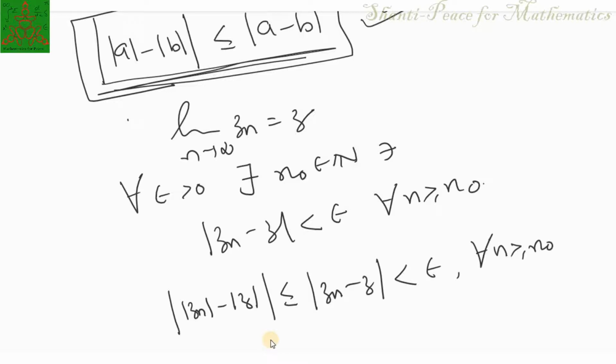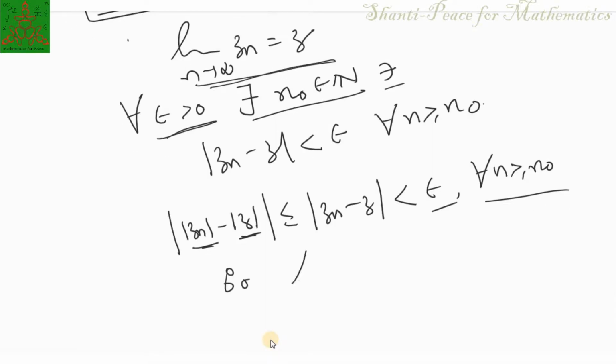So what we can say from this is, for every given epsilon greater than 0, there exists n0 belonging to N such that mod Zn minus mod Z is less than epsilon for every n greater than or equal to n0. Therefore, limit of mod Zn will be mod Z as n tends to infinity. That completes the proof of that statement, that the modulus can be taken inside the limit.